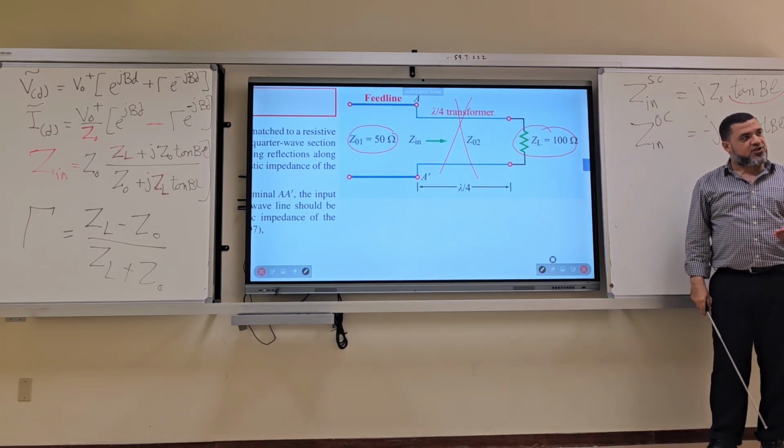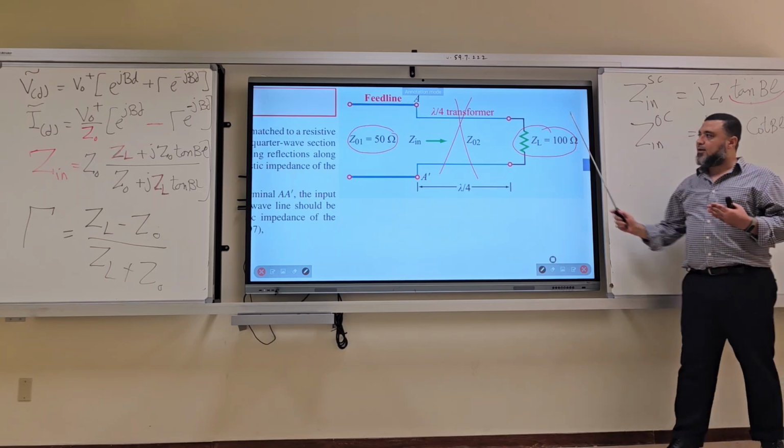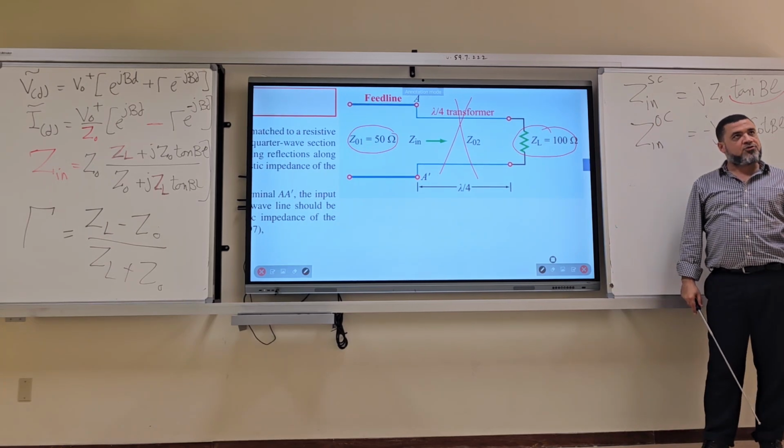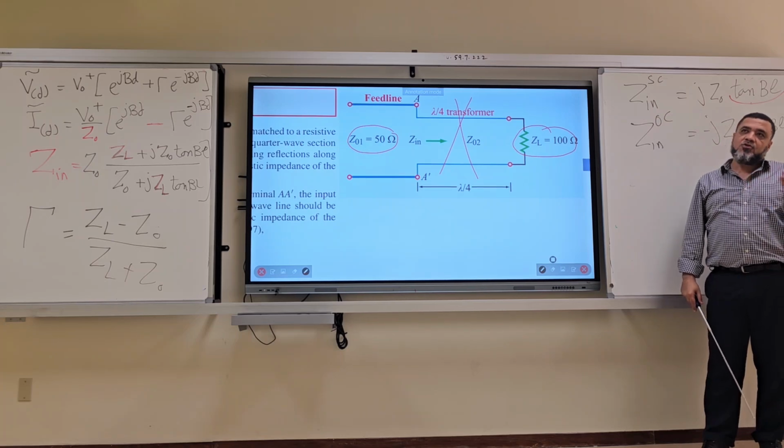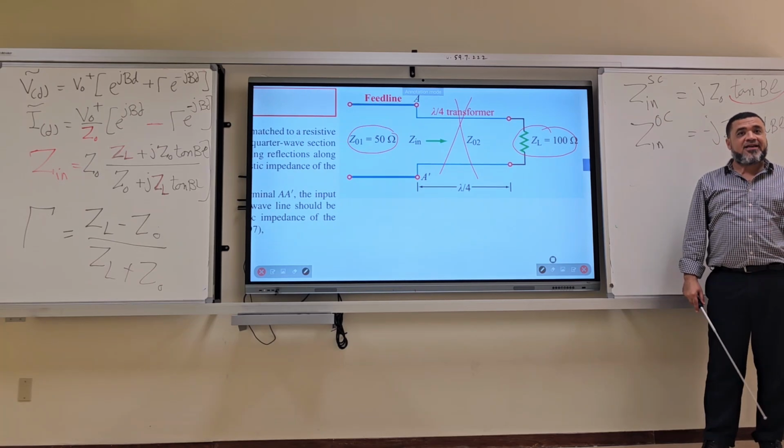Do you think we will have some reflection? How much reflection? 100 minus 50 over 100 plus 50, which is 50 over 150, 1 over 3, I guess. Okay, this is not good. 1/3 of the energy is being reflected.